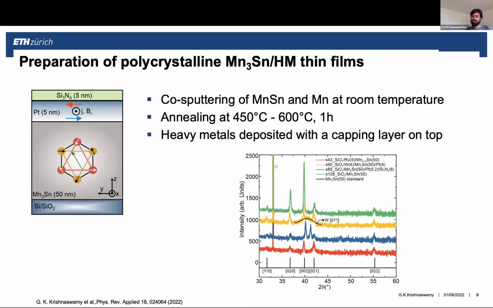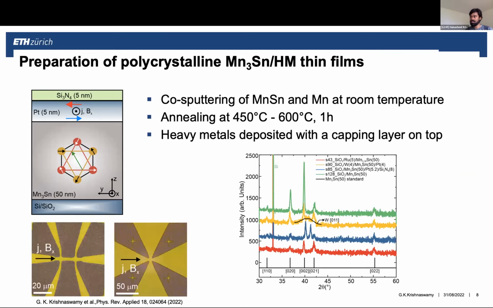If you look at the X-ray diffraction spectra, you see that you have a nice polycrystalline film with all these different peaks, each of which corresponds to different grains of the manganese 3 tin. And then we pattern this thin film into two different devices, so one of Hall bars and the other of Hall crosses.